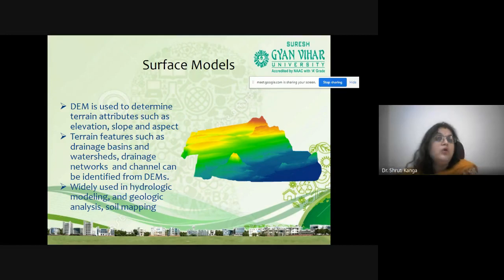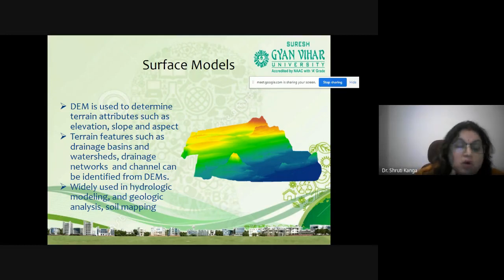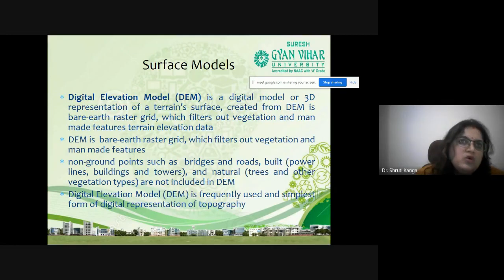Now these DEMs are also very largely used for different kinds of geological analysis, soil mapping related applications, and different kinds of hydrological modeling. Okay, so these data sets are very helpful in these analyses. When we are talking about these digital elevation models, you need to understand that they are only focused on the terrain surface properties of the area, where we create DEMs on bare earth raster grids, and the vegetation and other man-made features are excluded. They are the only representation of the topography of that particular area.